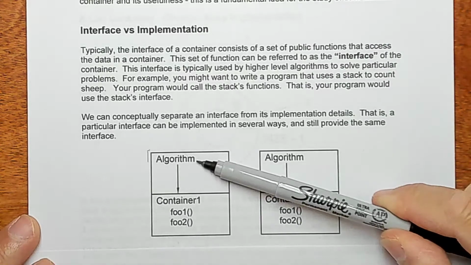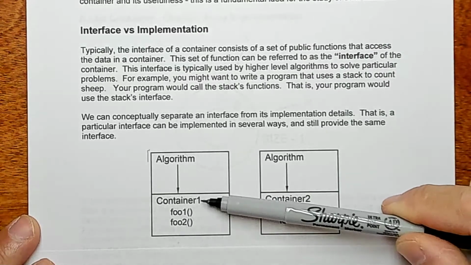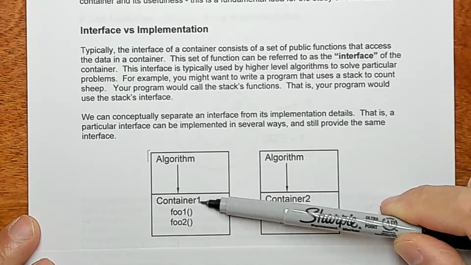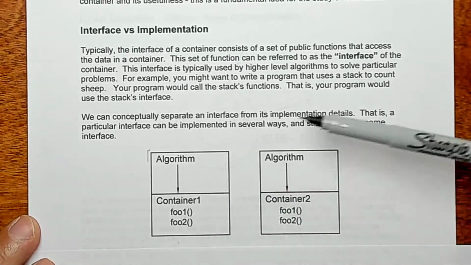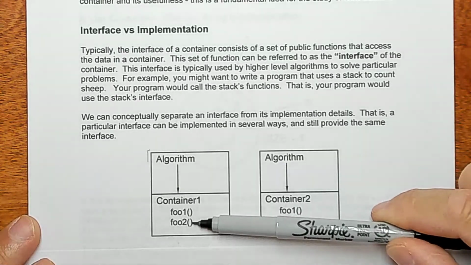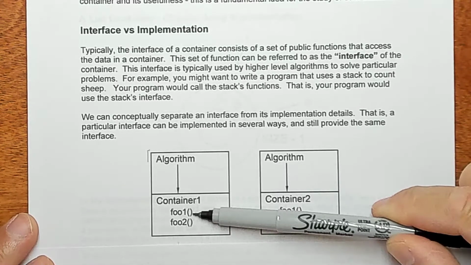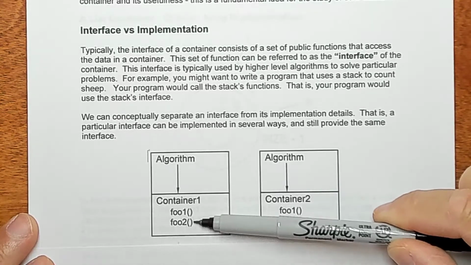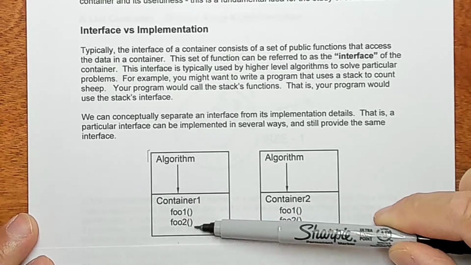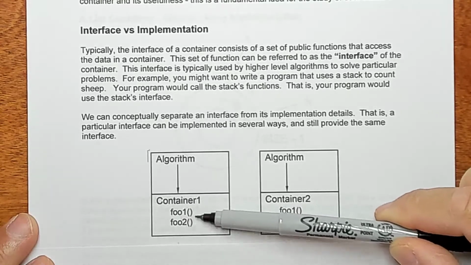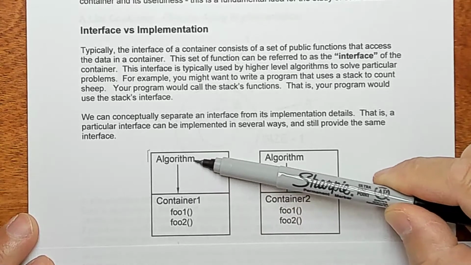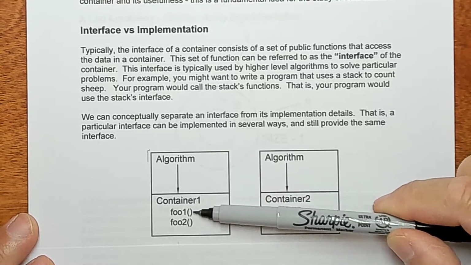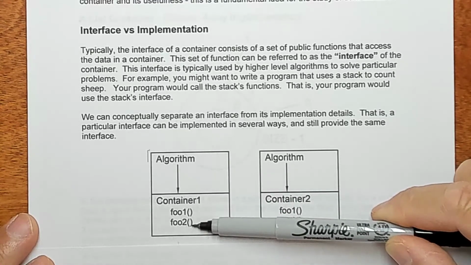So you have an algorithm to count sheep, and it puts those sheep in this container by calling these foo functions, foo1 and foo2. Now, these foo1 and foo2 functions could be implemented in different ways depending on how the data is organized. That is, there could be an array in here, or there could be a tree in here. Who knows? But the algorithm up here doesn't care. It just calls the interface foo1 and foo2.